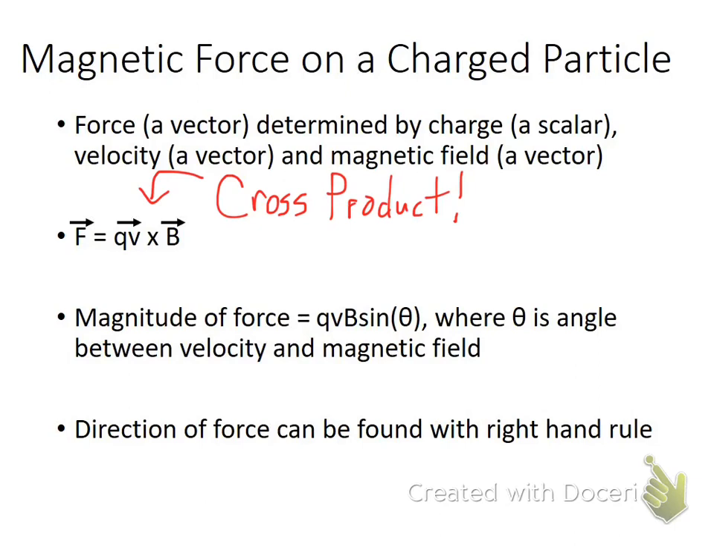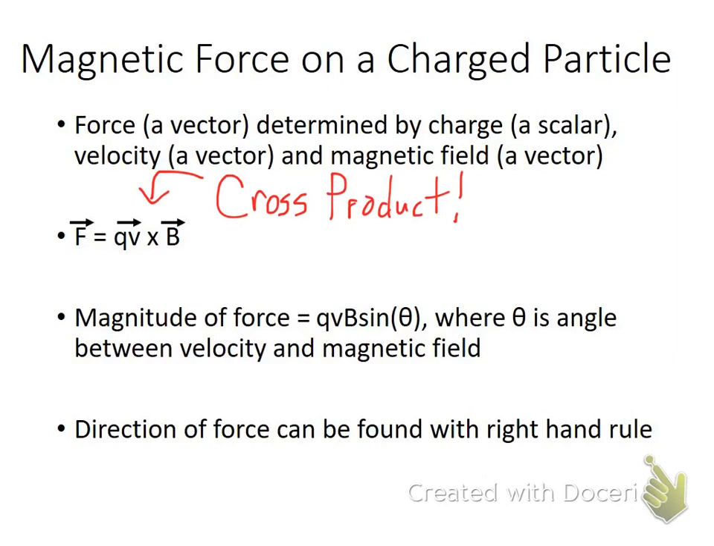Now, every vector, the force resultant included, has a magnitude, that's just a strength, a value, and it has a direction. You can find the magnitude as the first vector times the second vector times the sine of the angle between them. In this case, that will come to QVB sine theta, where theta is the angle between the velocity and the magnetic field.